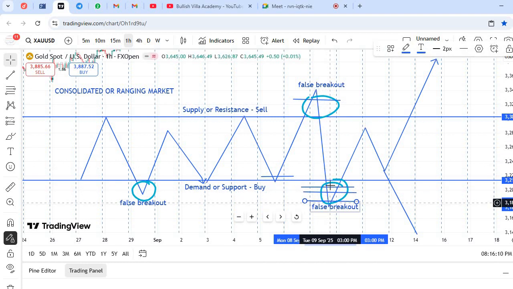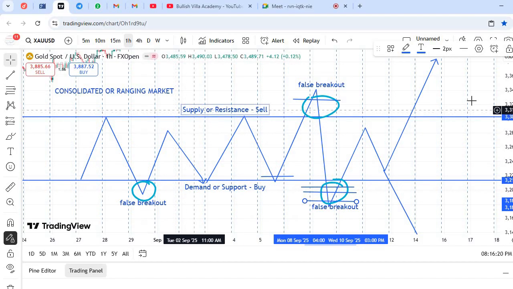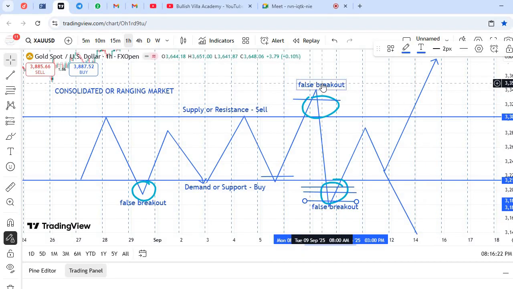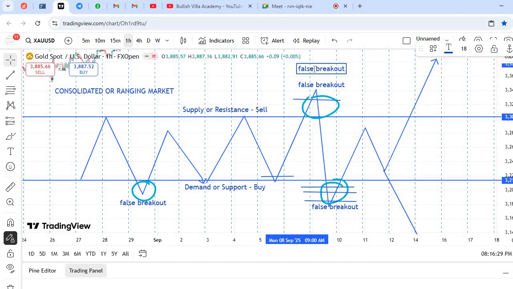And the market will just sell for some time, give you small money. Then it will reverse back and clear all the sells. It will take out all your stop losses. So that's why all these ones are first breakouts. Now the final breakout is this one here. The final breakout, or the true breakout. Let me use true breakout.